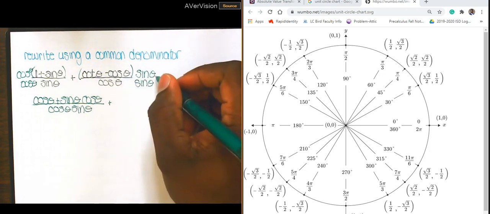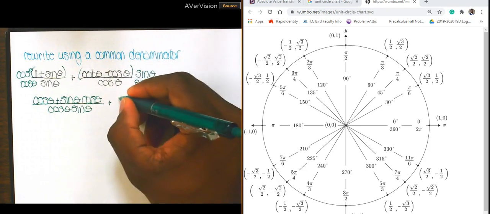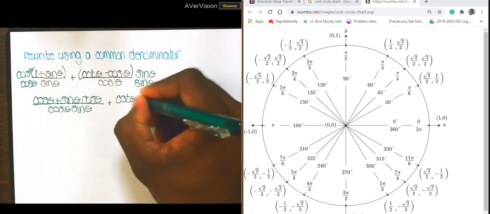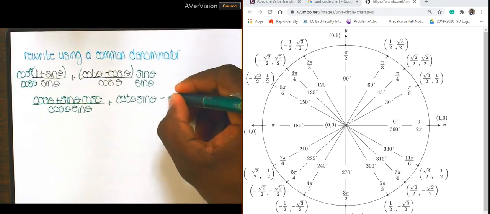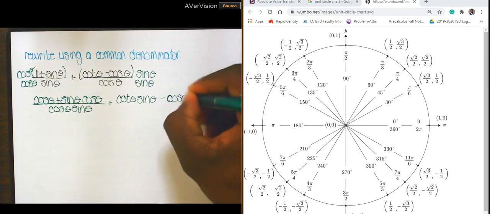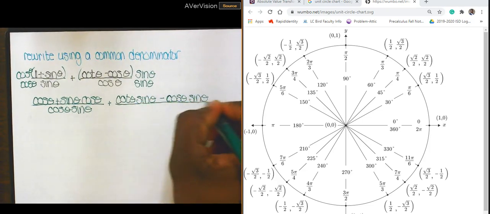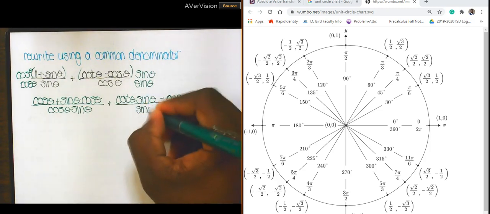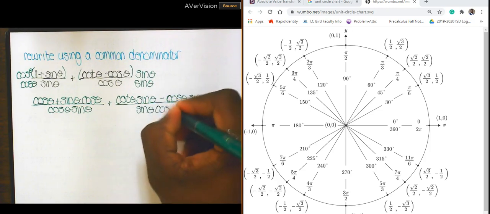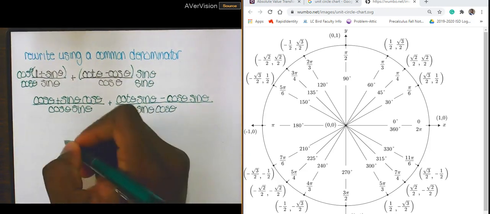And then on this side, we have to distribute sine to the cotangent and the cosine. So now that they have the same denominators, we can combine them under one fraction.